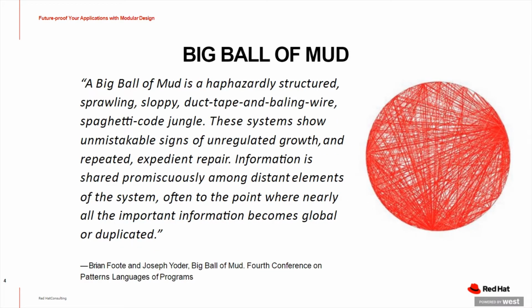So first, let's talk about the big ball of mud. According to Brian Foote and Joseph Yoder, a big ball of mud is a haphazardly structured, sprawling, sloppy, duct tape and baling wire spaghetti code jungle. These systems show unmistakable signs of unregulated growth and repeated expedient repair. Information is shared promiscuously among distant elements of the system, often to the point where nearly all important information becomes global or duplicated. So, how do you avoid creating big balls of mud?